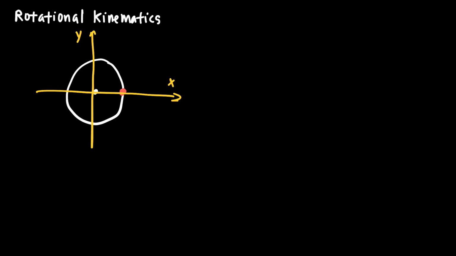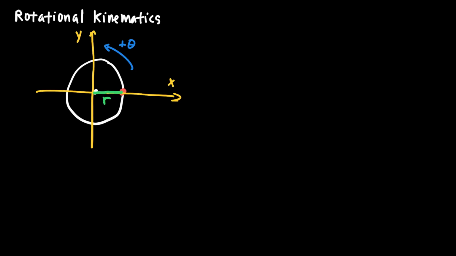Polar coordinates use the distance that the object is away from the center of rotation, which is r, and the angle that the object makes with respect to the coordinate system. And so maybe where the red dot is right now is 0, and then as the red dot travels counterclockwise, we have some positive angle that the red dot has traveled to.